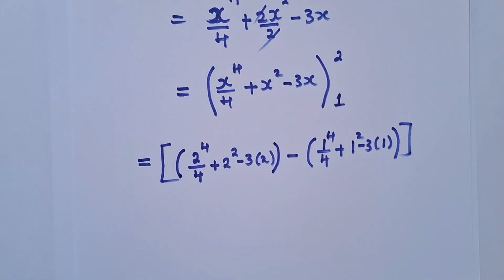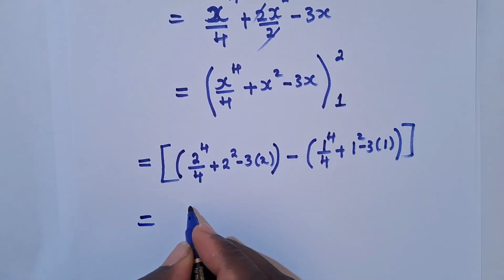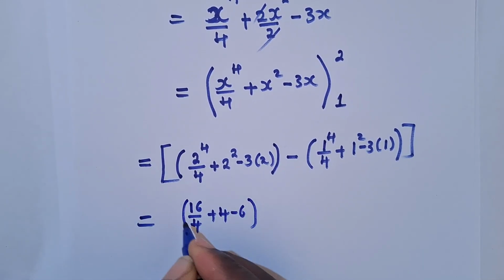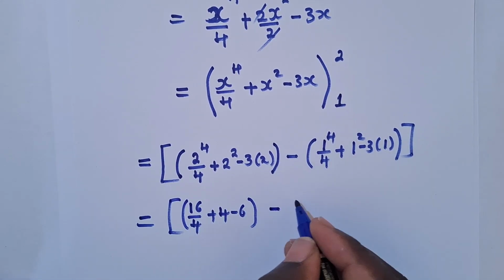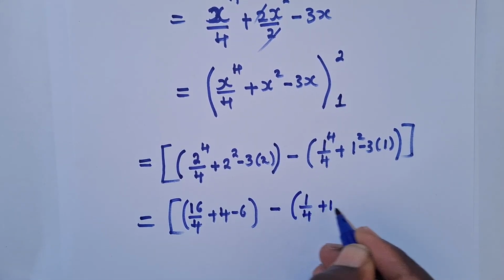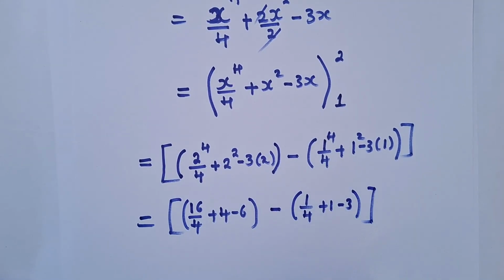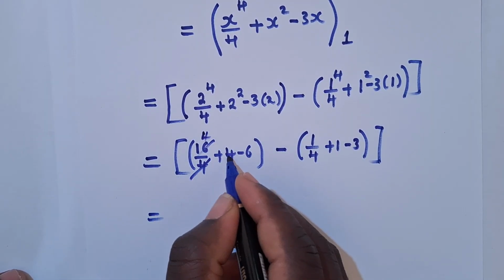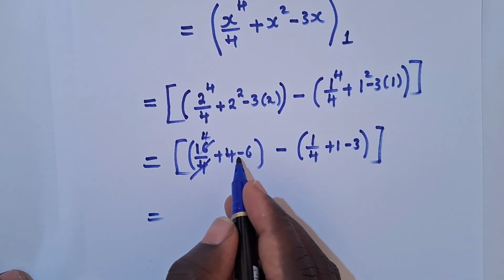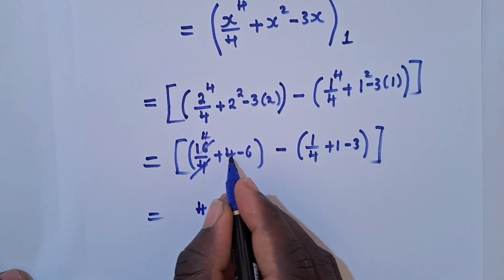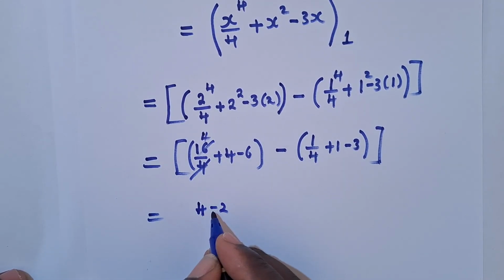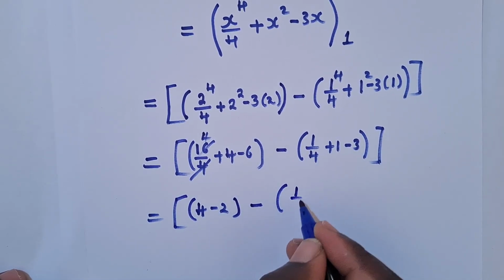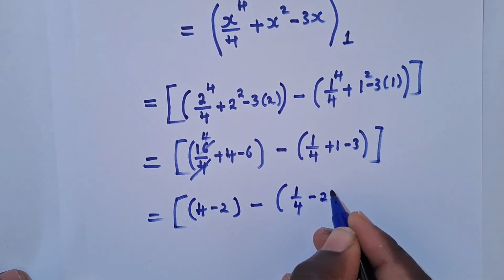So after doing this, we simplify. Here we're getting 16 over 4 plus 4 minus 6. And here we're getting 1 over 4 plus 1 minus 3. This and this will give us a 4. For these two, we're getting minus 2. So it will be 4 minus 2, because 4 minus 6 will give us a minus 2. And here we simplify further, we're getting 1 over 4 minus 2 also.